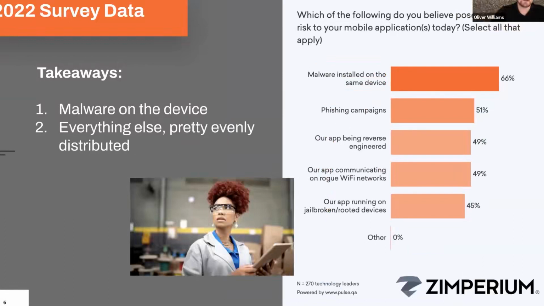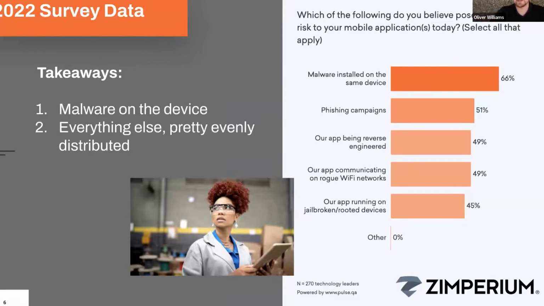And then as we start looking at mobile applications, what's the biggest risk out there? If you own a mobile application, what is your perception of where your attack is going to come from? What is the risk? Where is the data breach going to be caused? The biggest one by far is malware installed on the same device. A very interesting observation, and we see that as well in our data set.